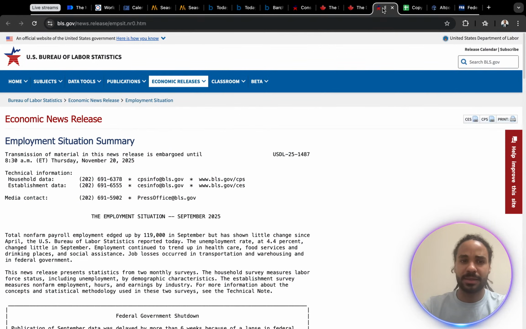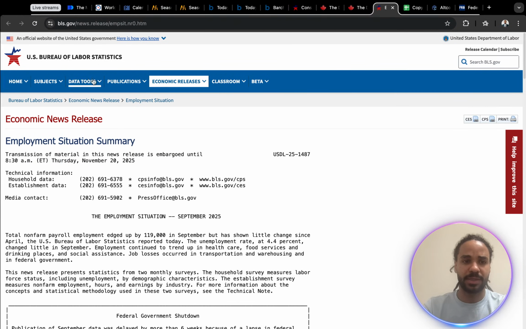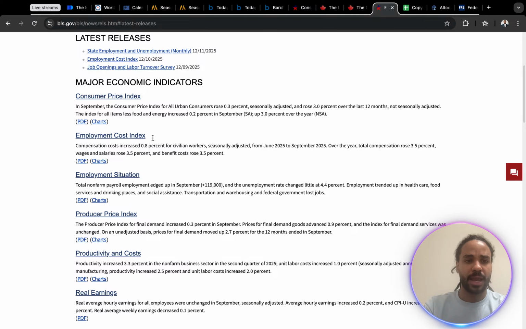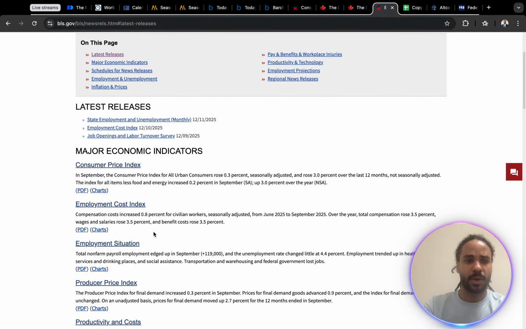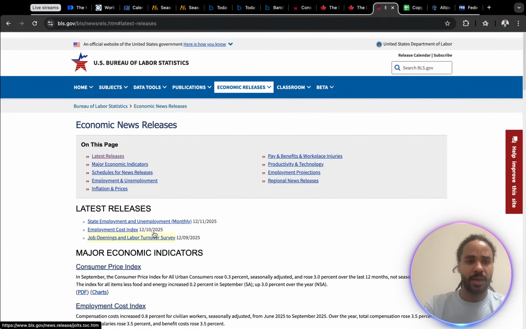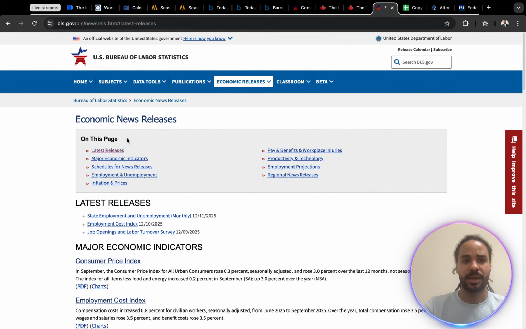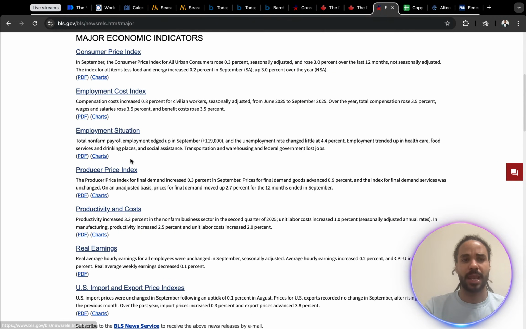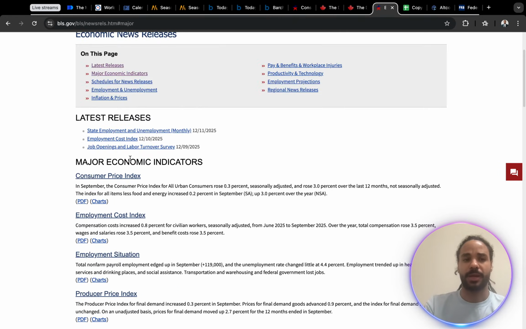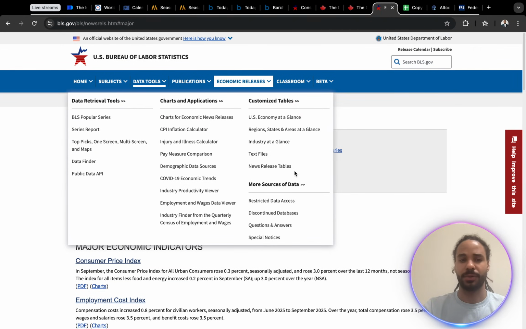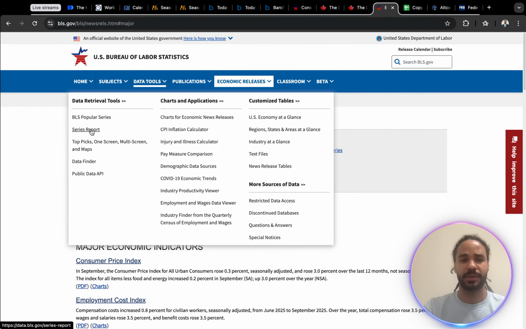Now, if we look at the simple side, you go check out the Bureau of Labor Statistics, all right? Economic releases, latest releases, and you want to check out what's going on over here. So far we just had the consumer price index, and we went through all this last week. Now, data tools, you could play around with this. This is a really nice source. You could play around with data finder, series reports.